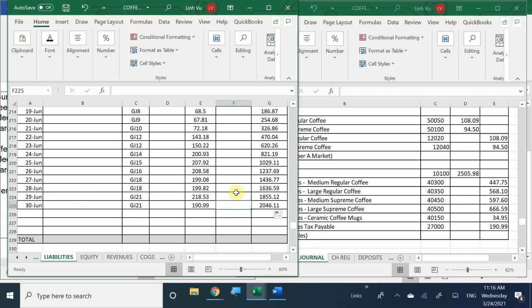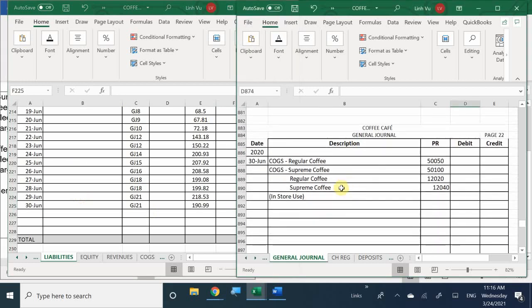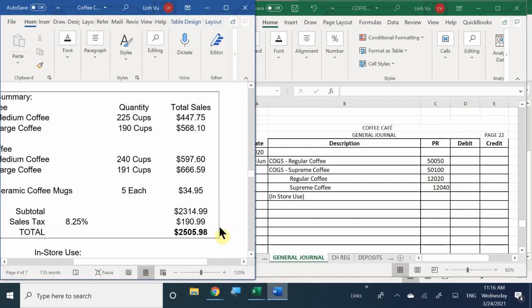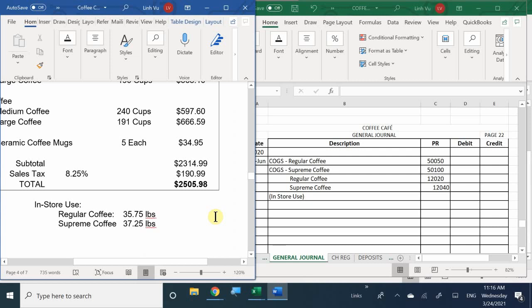Now we've completed our sales. So let's go ahead and go to our inventory worksheet. So let's check out how many pounds we used. We used 35.75 and 37.25 pounds of the Supreme coffee. I think these numbers are wrong, but let's just go for it, because that doesn't make sense. We went from 40 to 35. So let's just go ahead and compute it.